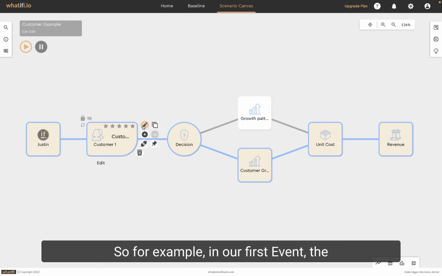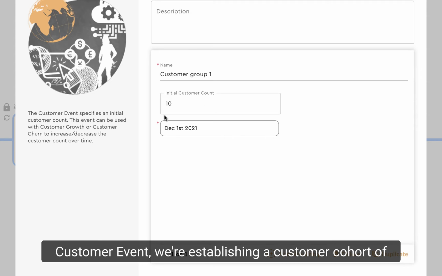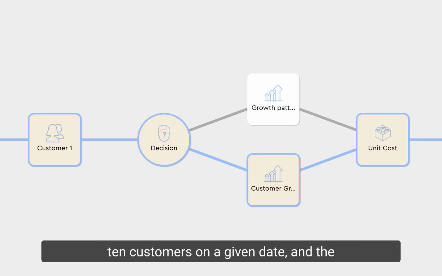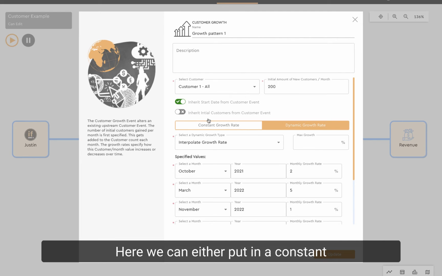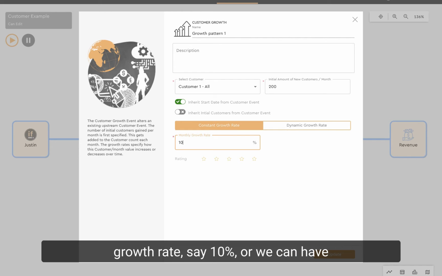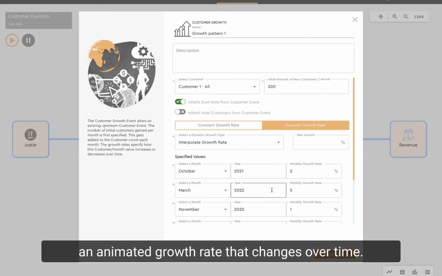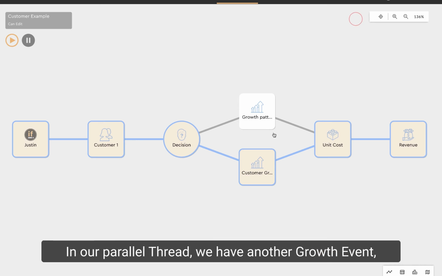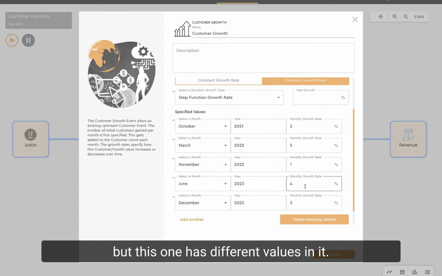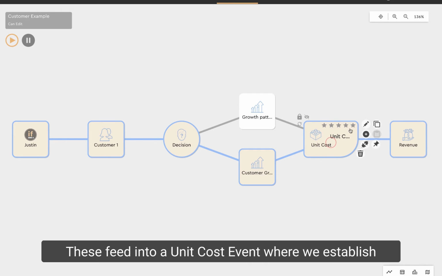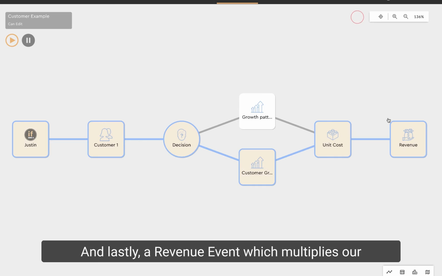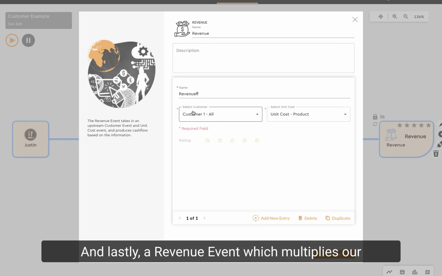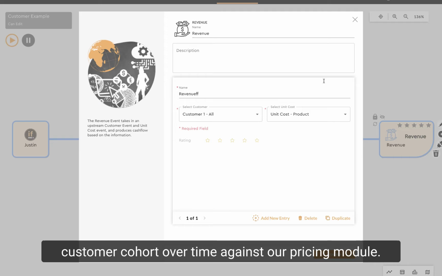So for example, in our first event, the customer event, we're establishing a customer cohort of 10 customers on a given date. And the next event is a decision event. We have one growth model here. Here we can either put in a constant growth rate, say 10%, or we can have an animated growth rate that changes over time. In our parallel thread, we have another growth event, but this one has different values in it. These feed into a unit cost event, where we establish the cost of this, $7.50, as well as cost of goods sold and profit margin values. And lastly, a revenue event, which multiplies our customer cohort over time against our pricing module.